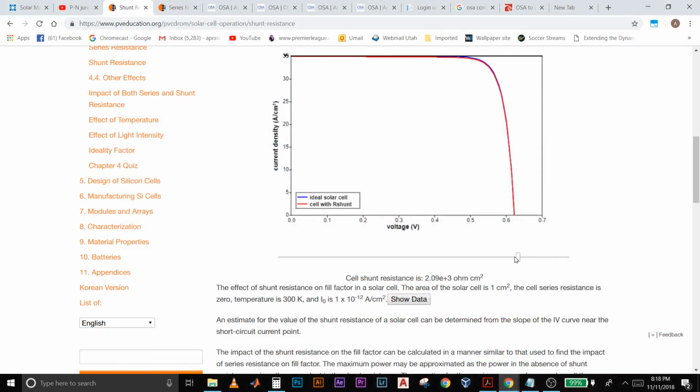And if I decrease the shunt resistance, you can now see that the curve becomes much poorer, and you lose efficiency in the solar cell. So this is very helpful, and if you're working on any projects related to photovoltaics, you can definitely analyze your device using these kinds of curves.